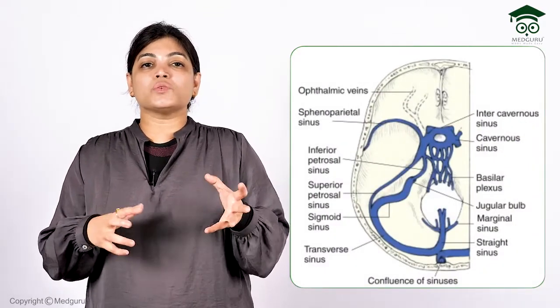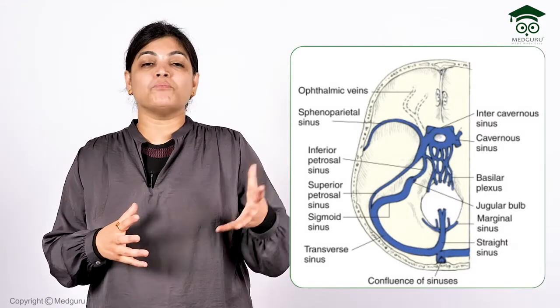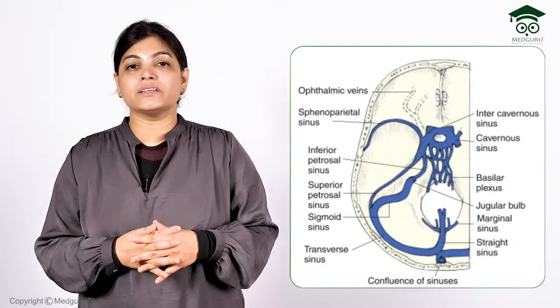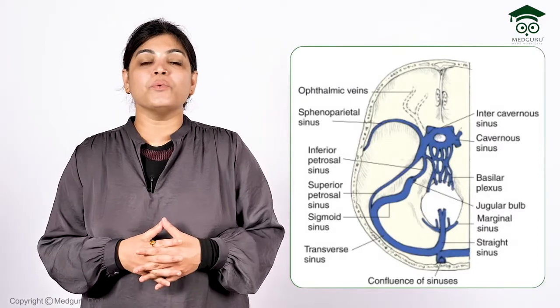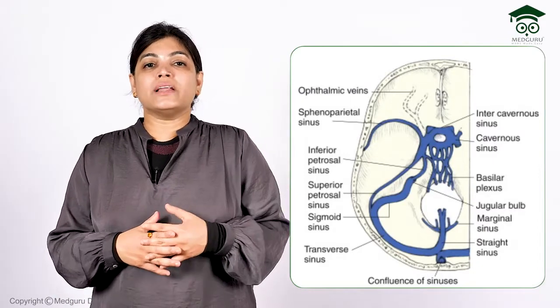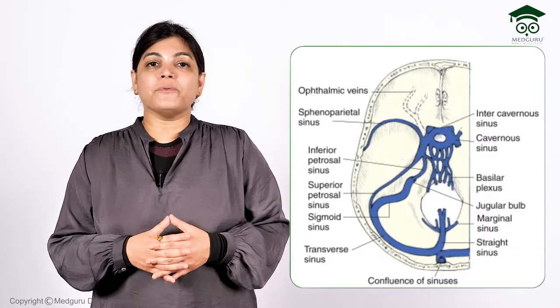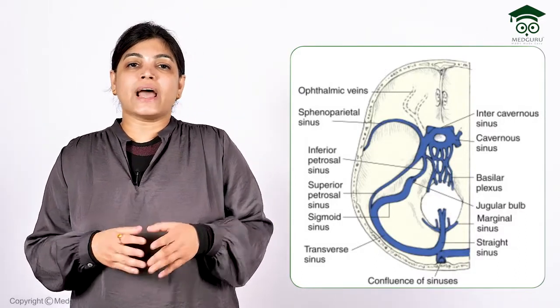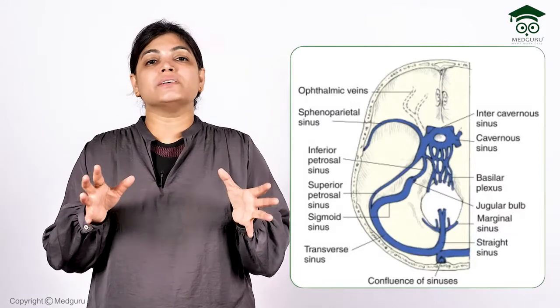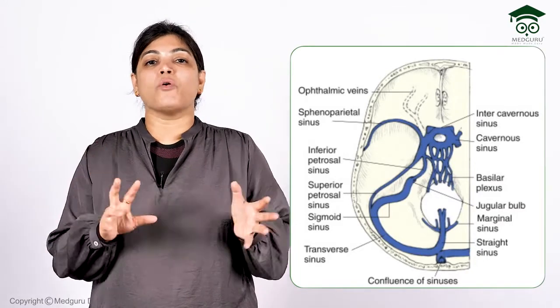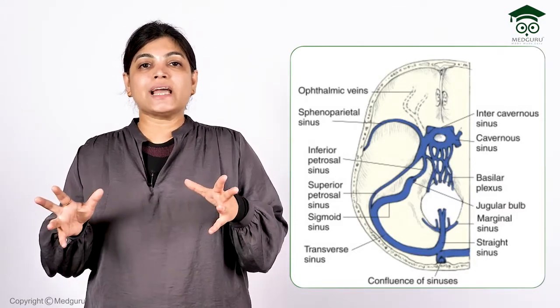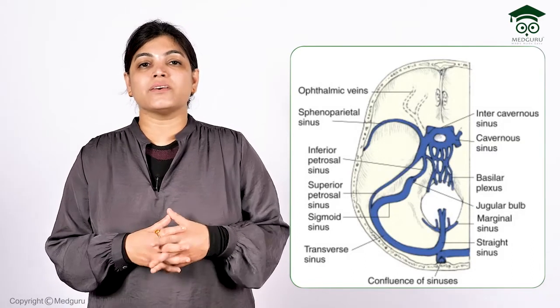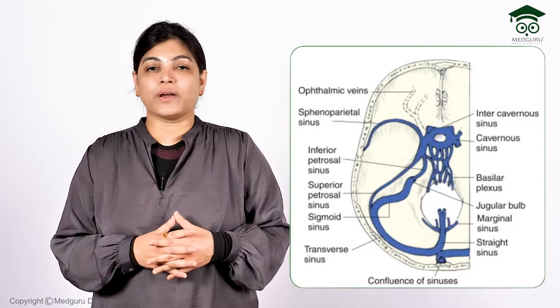There are many important communications in the cavernous sinus, which I will explain to you. The tributaries I will also explain by making a diagram. Now coming to the communications. As we know, there are two cavernous sinuses on either side of the body of sphenoid. How many cavernous sinuses? We have two cavernous sinuses on either side of the body of sphenoid.